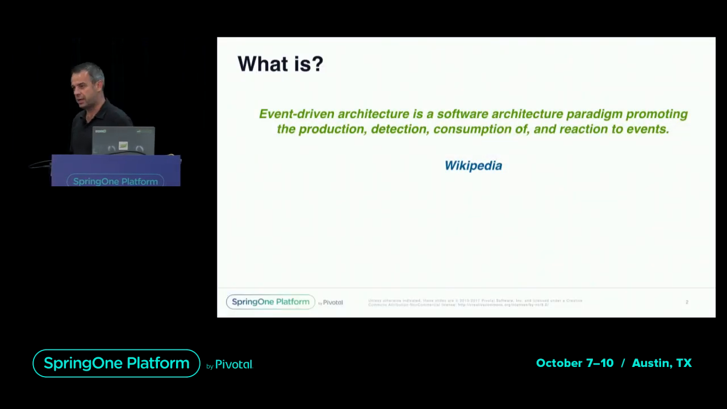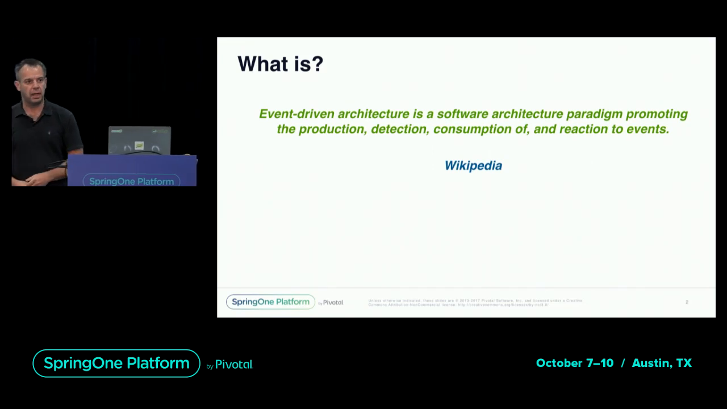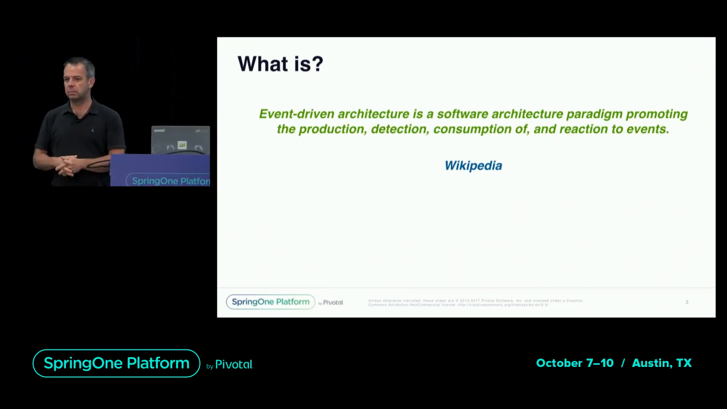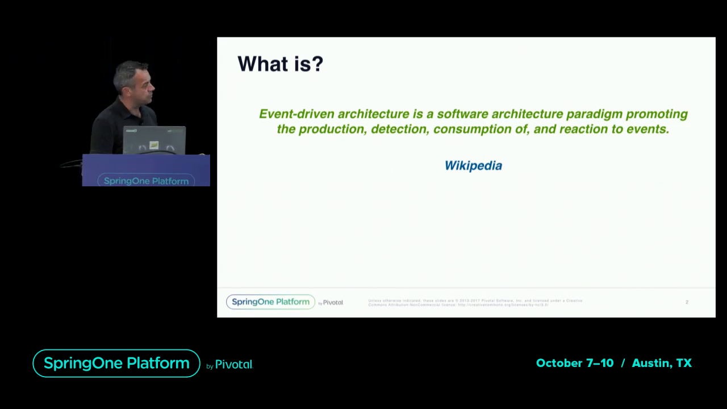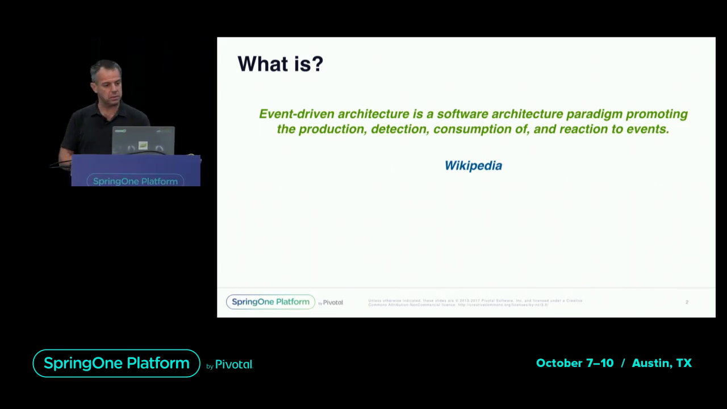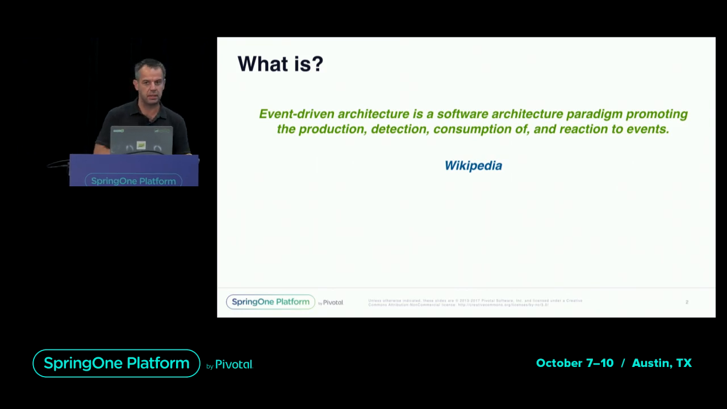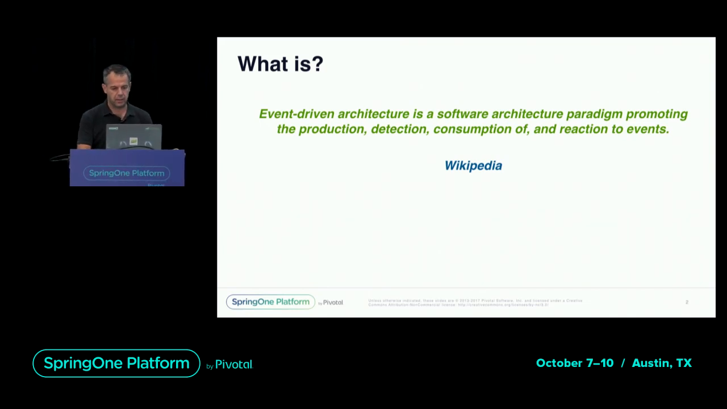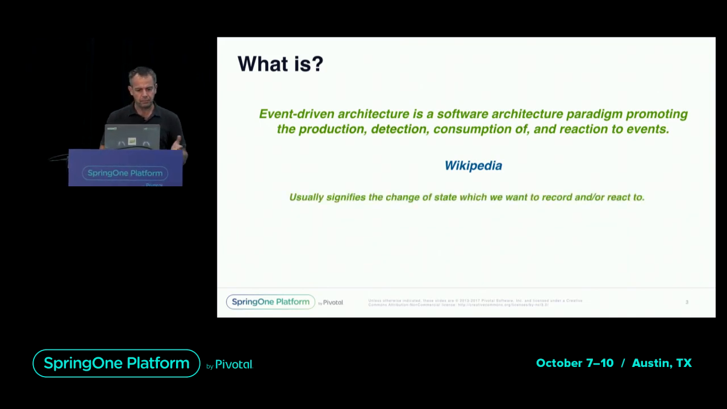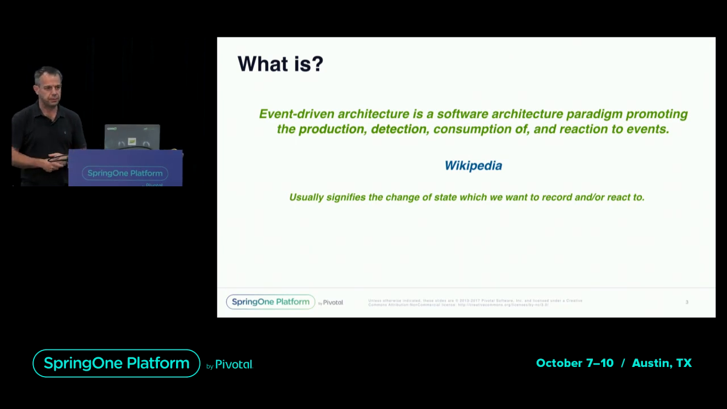So event-driven architectures, what is it? If I ask every person in the room, you'll probably give me a different answer. So I decided to go on Wikipedia and steal a quote. Event-driven architecture is a software architecture paradigm promoting the production, detection, consumption of, and reaction to events. That's a good summary. Anybody disagrees? It's very clear what it states. Events usually signify some state change.